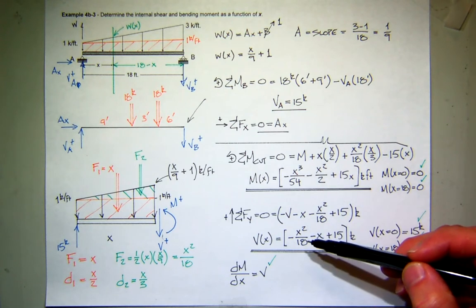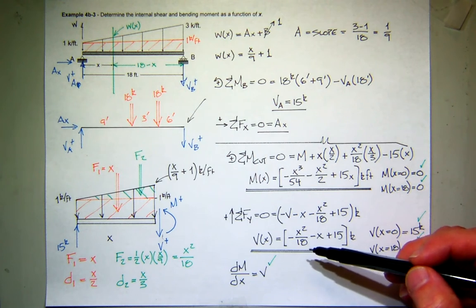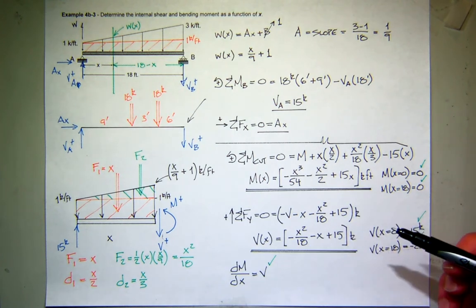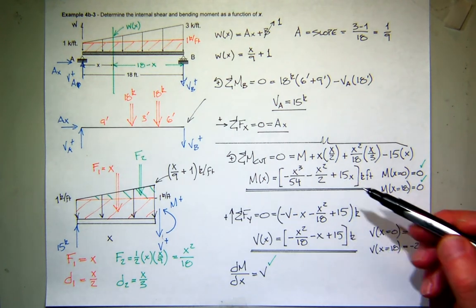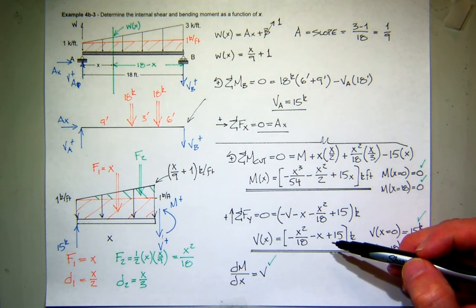That kind of backs it up. If it's not, then something went wrong. At least you get some feedback. If you just plow through and get the moment and then just take the derivative and get the shear, you could have just missed the whole thing and not had any feedback.